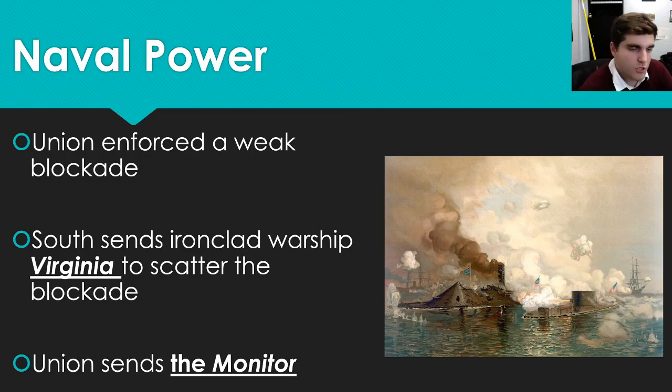So the Union starts the war fairly early by establishing a fairly weak blockade. The United States Navy was serviceable at the time, but the South sent an ironclad warship named the Virginia to scatter the blockade. Now, it was effective at first, but shortly after, the Union sends the Monitor. So these are two ironclad naval ships, and they engage in a naval battle, basically shooting back and forth.